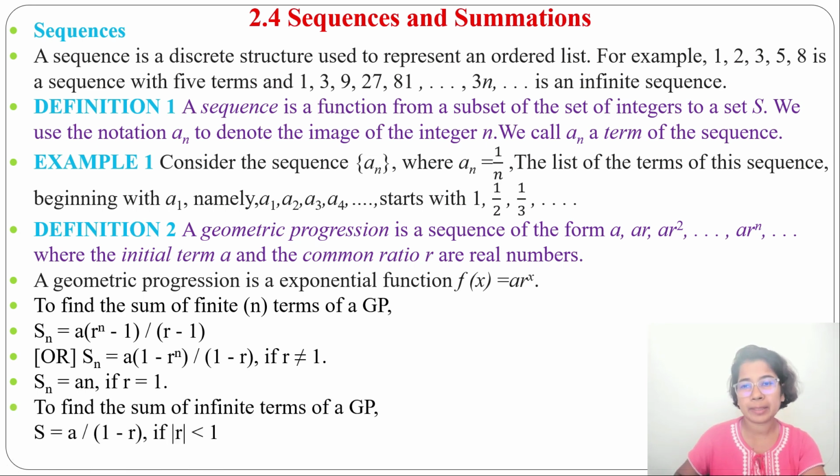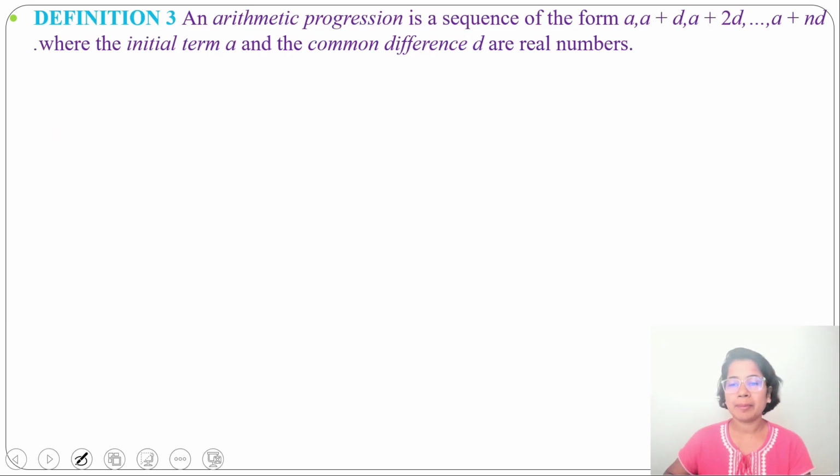It's all about GP. Next I will discuss AP, arithmetic progression. In GP, every term we multiply by r. Here in AP, to every term we add d. So here the initial term is a and the common difference is d, and every time we'll add d. So an arithmetic progression is a sequence of the form a, a plus d, a plus 2d, up to a plus nd, where the initial term is a and the common difference is d, and a, d both are real numbers.